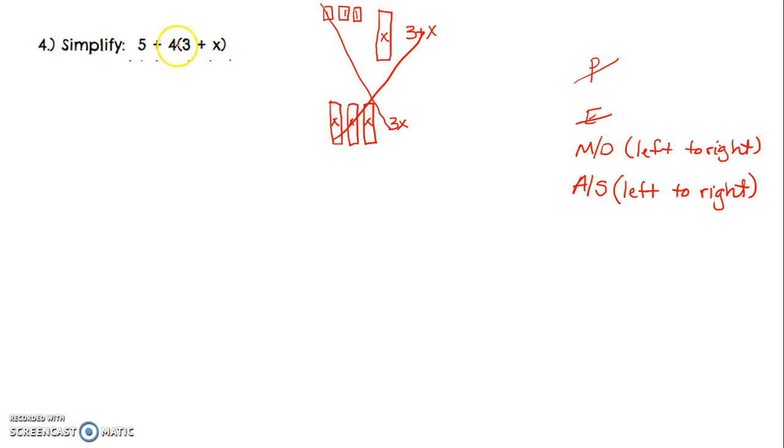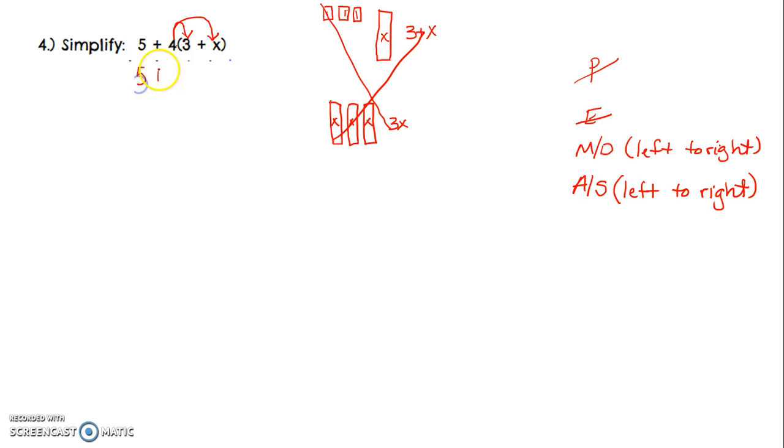Oh, right here. This means 4 times 3 plus x. That's what those parentheses mean. 4 times 3 plus x. Oh, how do I multiply 4 by 3 plus x? I have to distribute the 4 through the parentheses. I have to use my distributive property.